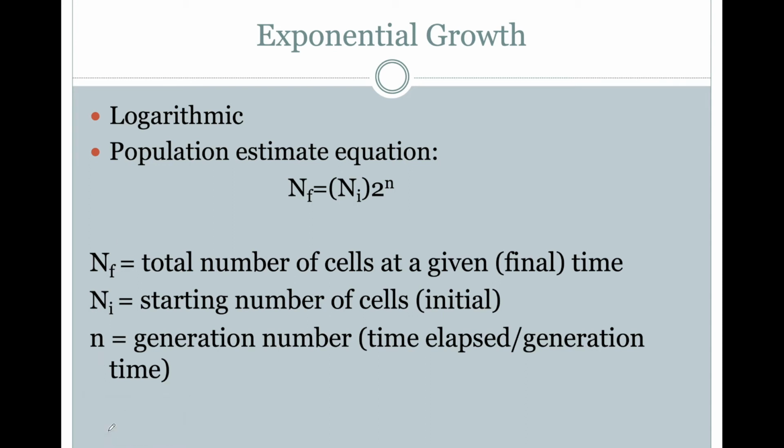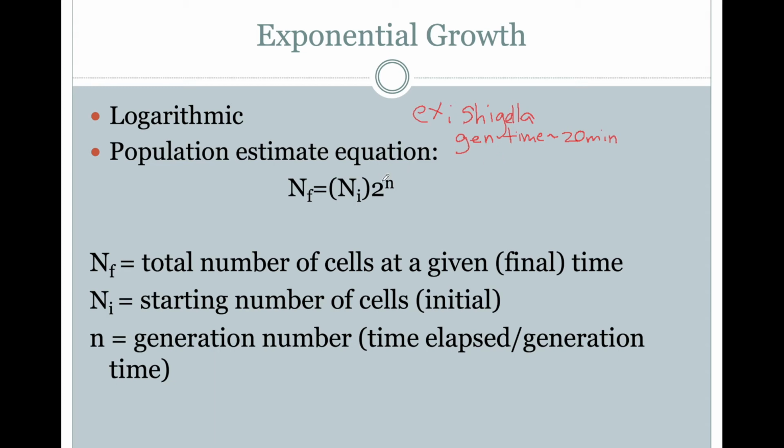So let's do an example with Shigella. Shigella is not super common, but this is a food contaminant. It's a gram-negative Enterobacteriaceae, a member of the same family as E. coli. And this guy has a generation time, so it divides about every 20 minutes. We'll keep it simple.